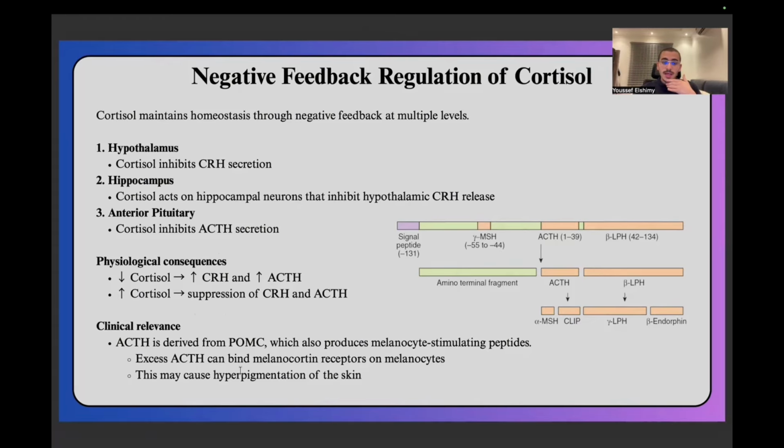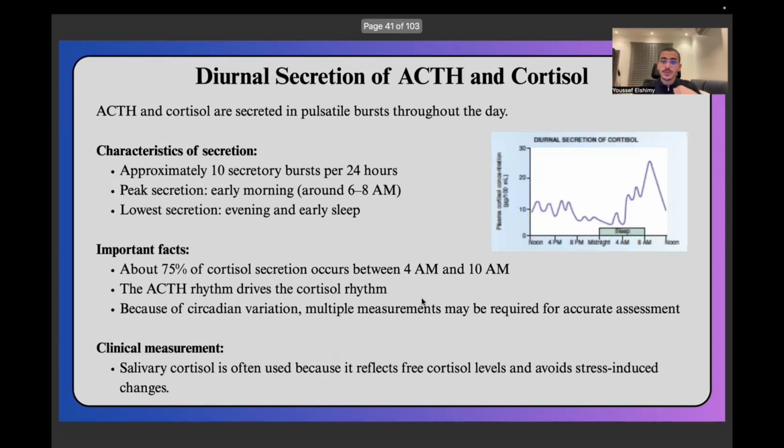One thing to notice is that ACTH is derived from POMC, and POMC also produces melanocyte-stimulating peptides. So in case of excess ACTH, this ACTH binds to melanocortin receptors on the melanocytes, and the byproducts of POMC also stimulate these receptors. This is what causes hyperpigmentation of the skin in cases of, for example, Cushing's disease. And we're going to discuss it more.